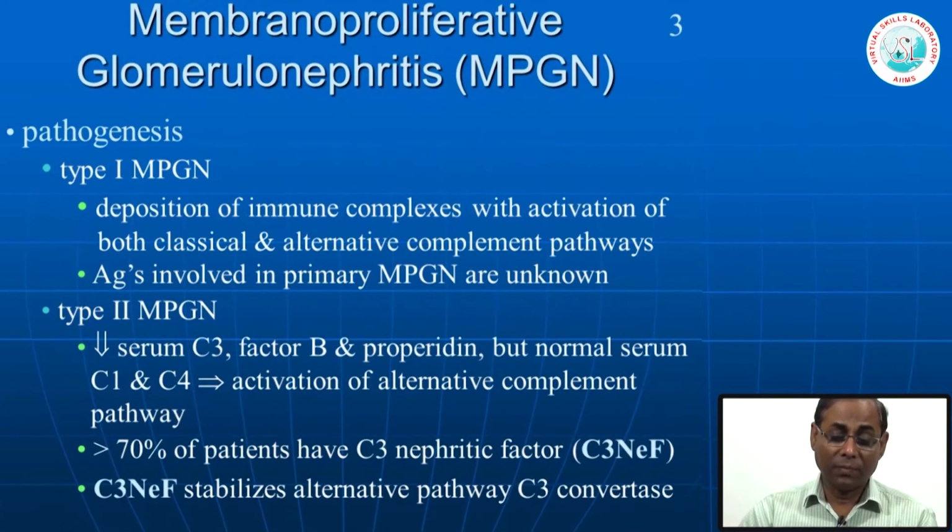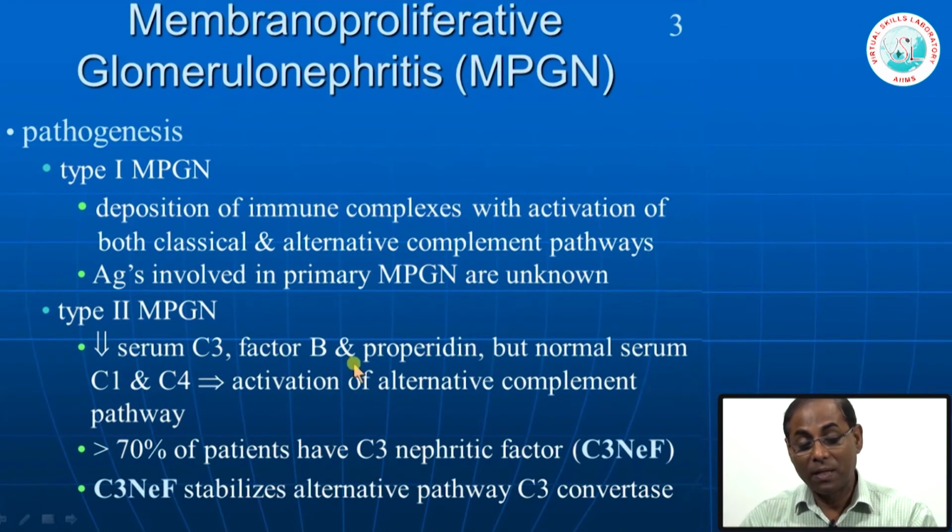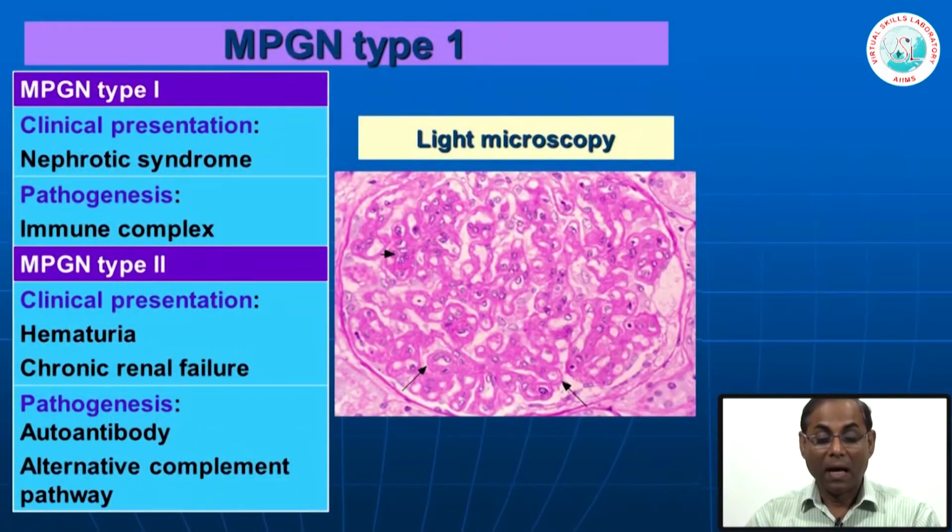Now, the pathogenesis of type 1 is the deposition of immune complexes with activation of both the classical and alternative complement pathways. So, immune complex is the hallmark, and the antigens involved in primary MPGN are unknown. Whereas, in type 2 MPGN the serum C3 is low, with C3 associated factor B and properdin, and normal C1 and C4. Activation of the alternate complement pathway can be seen, and in more than 70% of cases C3 nephritic factor can be there. C3 nephritic factor stabilizes the alternate pathway C3 convertase, and is a typical picture of this MPGN.